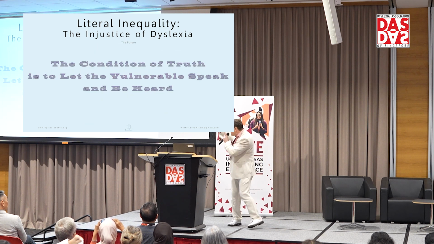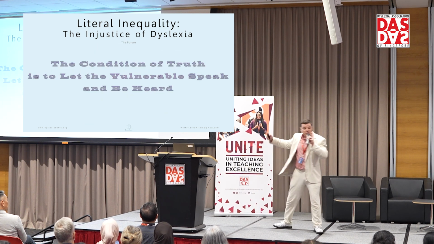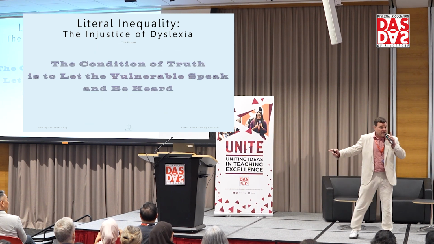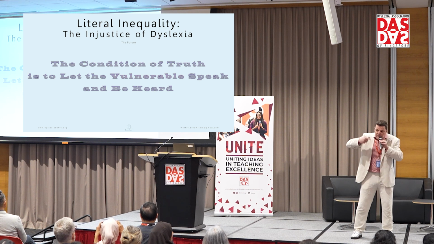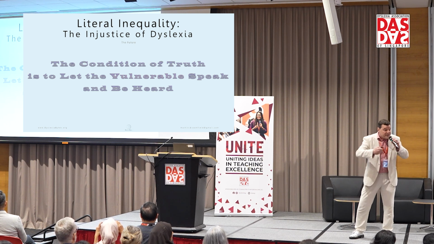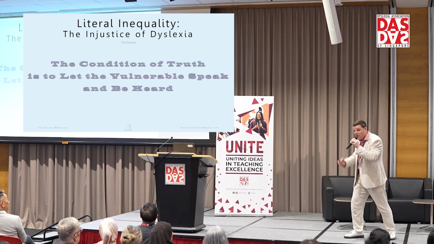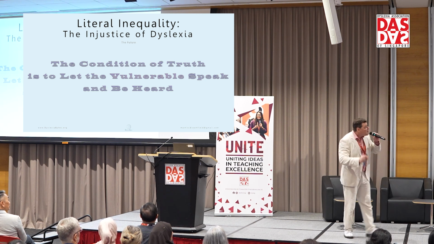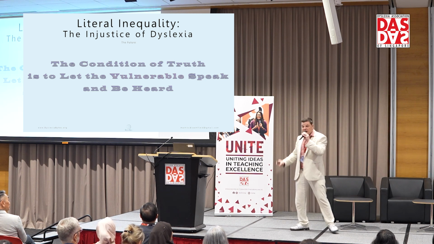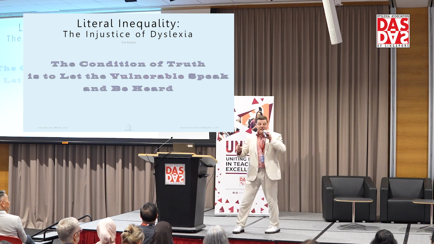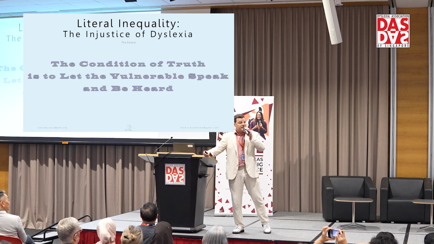Because the condition of truth is to let the vulnerable speak and be heard. And if we change our attitudes to whether dyslexic people have as big a voice as non-dyslexic people, that's the moment we can let the vulnerable speak and be heard. And that's the moment we can overturn the injustice.